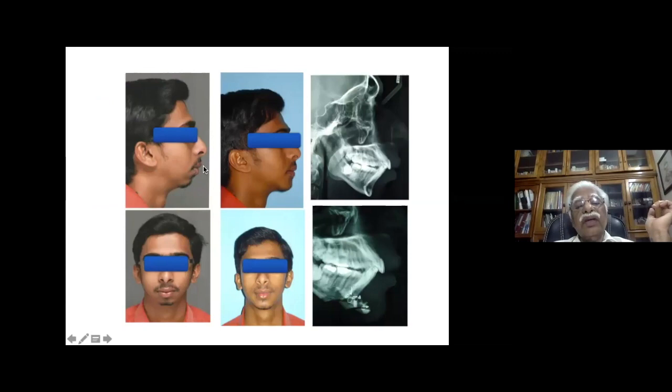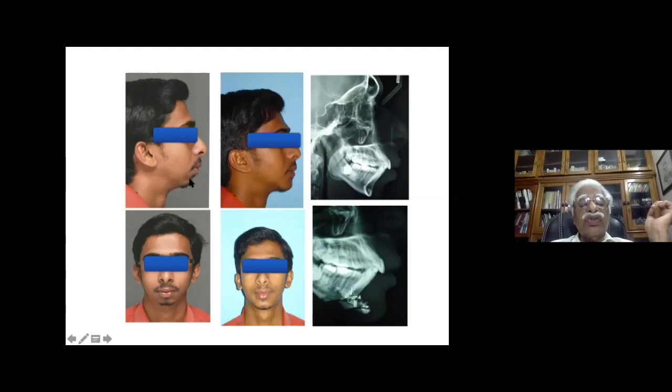Here, see the patient. If you drop a subnasal perpendicular for this patient, his upper lip and nasolabial angle are within normal limits, and the subnasal perpendicular will come through the upper lip vermilion. The lower lip is also in the normal position, but the chin, you see, is very, very deficient. So you need to do only a genioplasty for this patient.